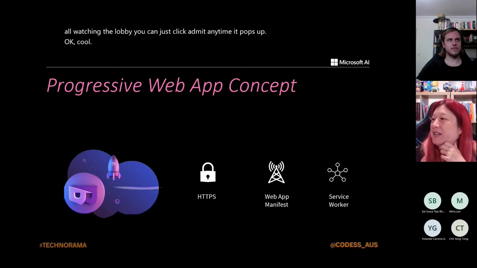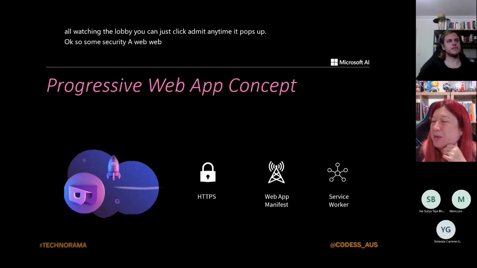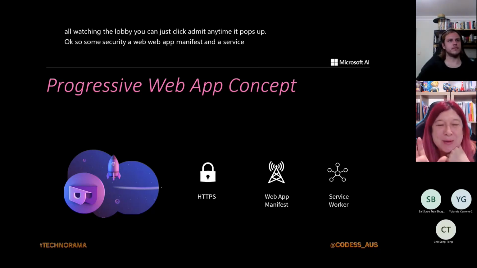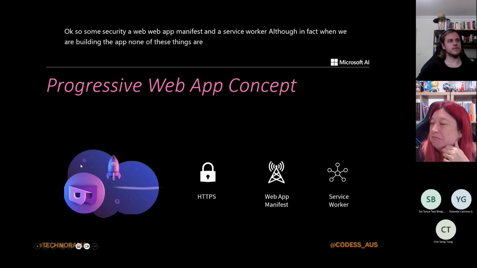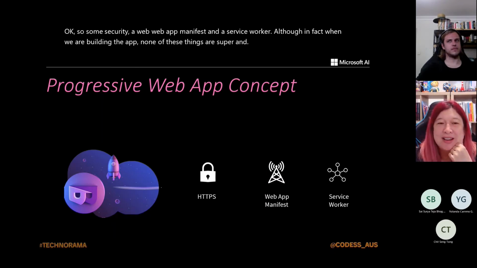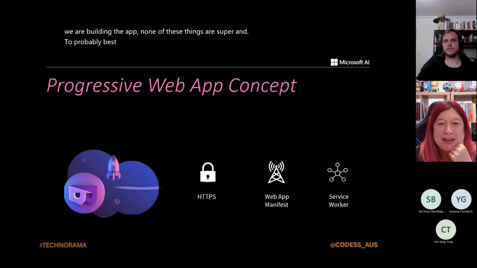Okay, so some security, a web app manifest, and a service worker. Although in fact, when we are building the app, none of these things are super obvious to you. You know, we're just building, and here we go.